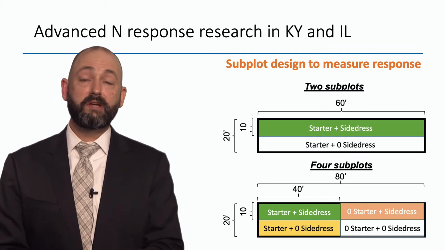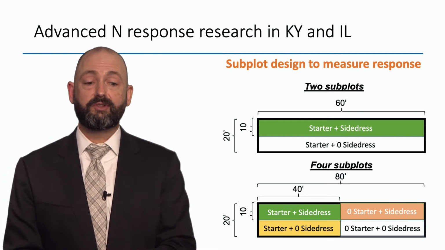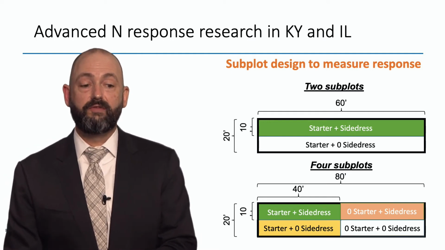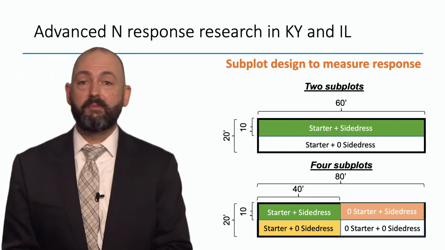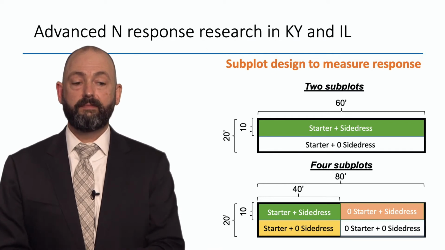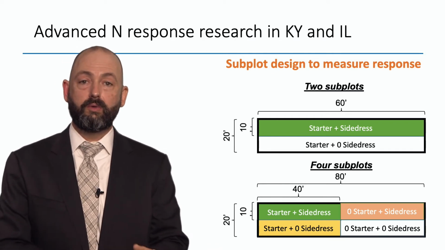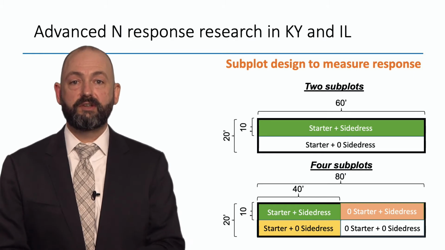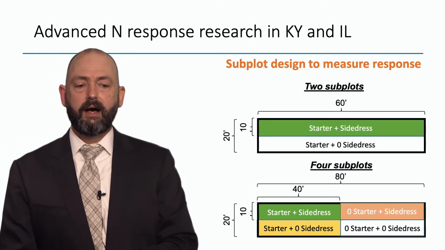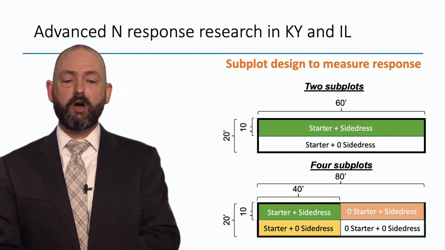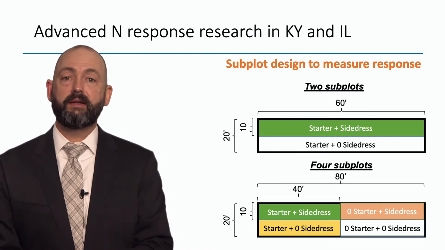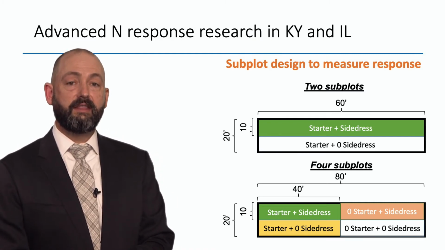Then we got a little more ambitious in this next 2 years, and we actually split every plot into 4 subplots. And so the 4 subplots shown here on the bottom were starter plus side dress, so we got the full prescribed rate, no starter, only side dress, so we got to see just what side dress would do. And with side dress, we were coming in between V6 and V10. And then we had starter, no side dress, so we could see what would happen with just that 2x2 or pre-plant on the surface. And then we had a check.